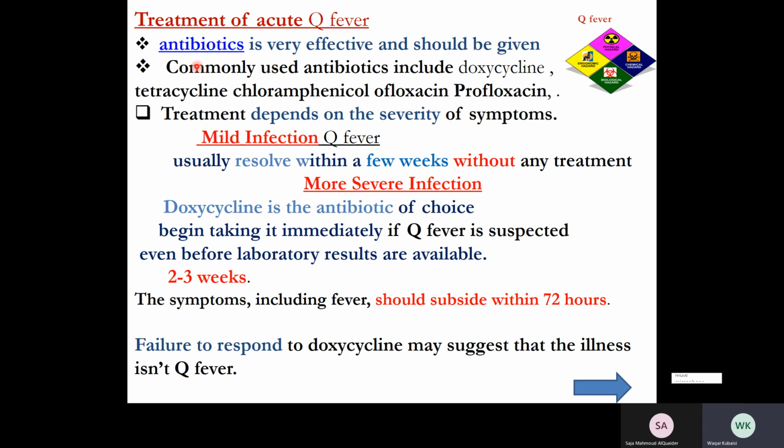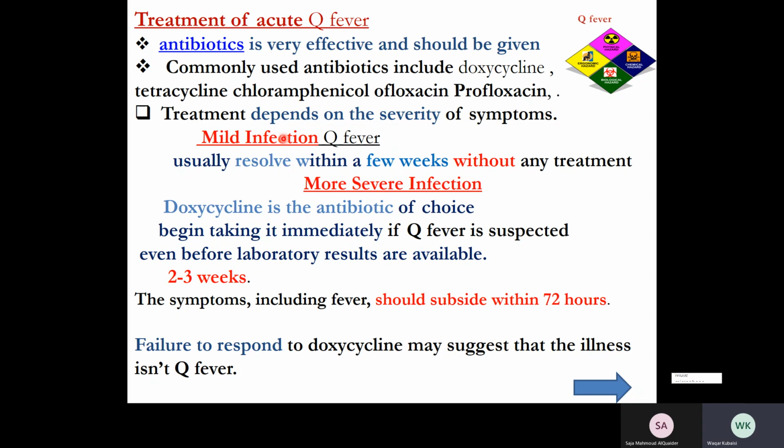Treatment, of course, is antibiotics. There are very effective antibiotics, so many: tetracycline, chloramphenicol, and so on. The duration of treatment as well as the dose depend on the stage of the disease or the severity of the disease. Mild infection usually resolves within a few weeks without any treatment. But it is very important; we will see why later.